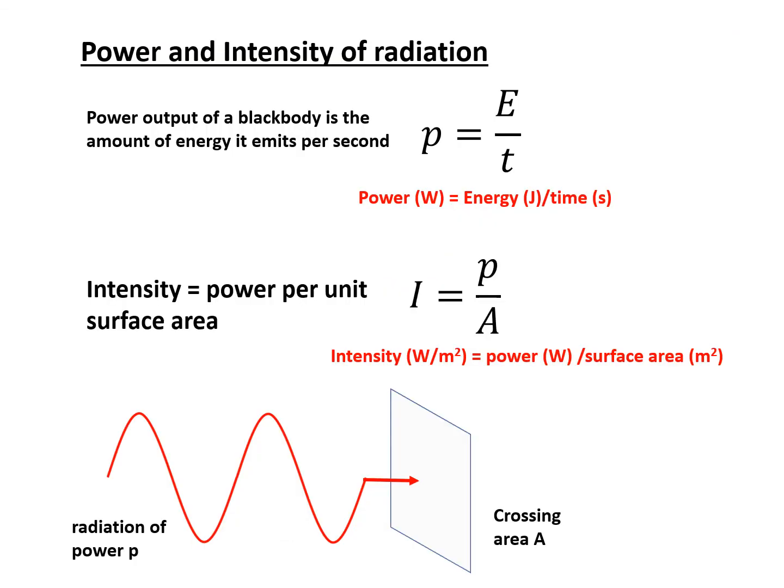The power and intensity of radiation follow the same equations as any other power and intensity in physics. The power output is the energy divided by the time, and the intensity is the power divided by the area. If we imagine a cross-sectional area and ask how much radiation is crossing it per second, that will be the power going through that area divided by the area.